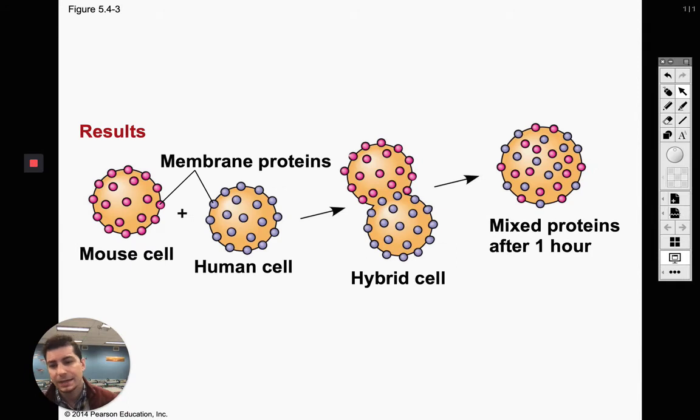What they did here is they took a human cell and a mouse cell and they intermixed them. Now, obviously, they're not trying to make a human mouse baby, but they mixed them and they found that the proteins actually mixed after an hour. Now, if it was phospholipids, it would have been within seconds, but you guys can see the bluish purple color and the pink color, they mixed, okay, and made one big cell.